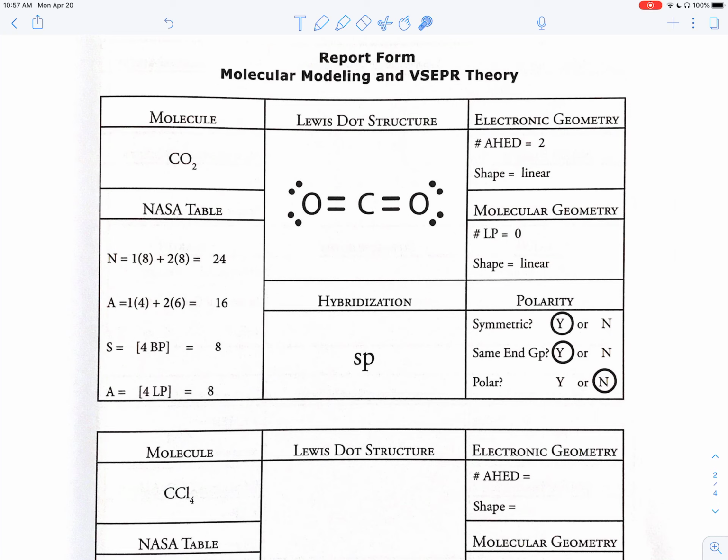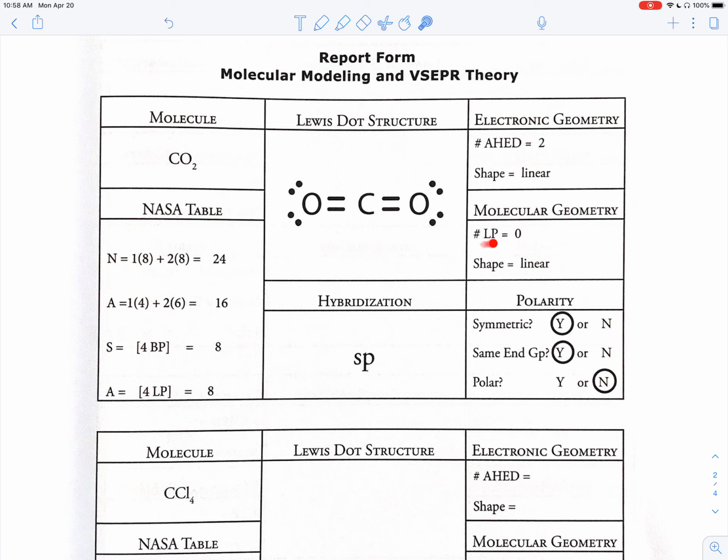Essentially there are multiple components that I want you to practice and do. We're going to give you the molecule, and then I want you to go through the NASA table and determine the number of bonding pairs and lone pairs that are going to be in that molecule. Then you're going to draw the Lewis dot structure itself. I want you to determine the electronic geometry or electron pair geometry of that Lewis dot structure by telling me how many areas of high electron density there are, and then giving me the name of the respective electron pair geometry shape associated with that.